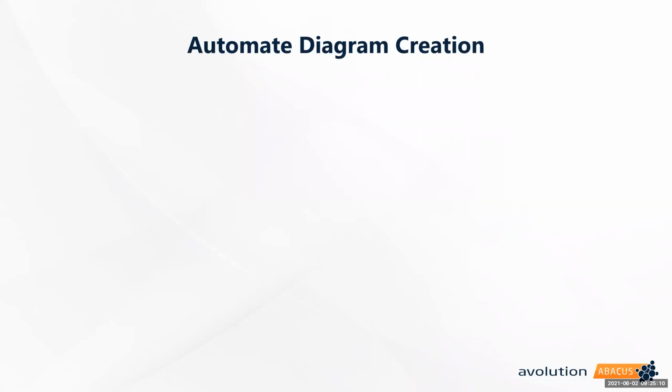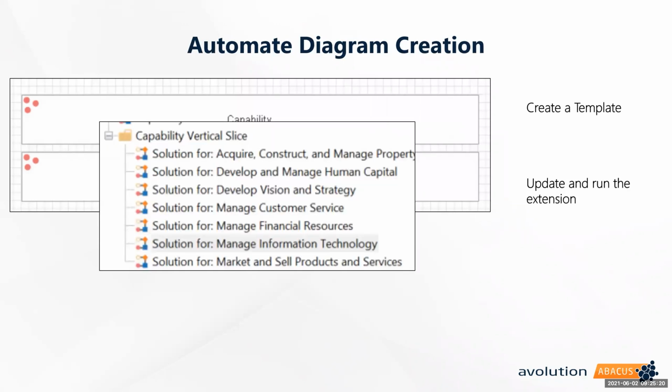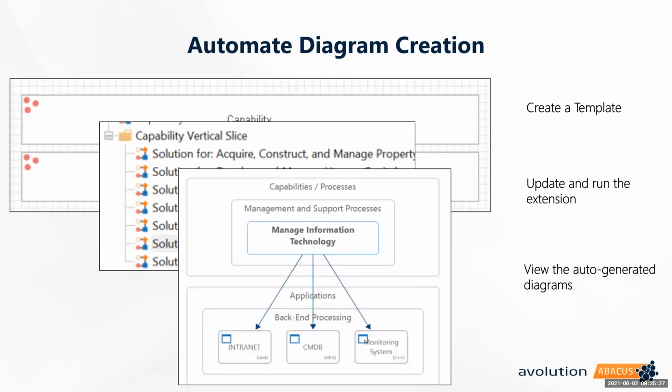We can also automate diagram creation. So in this example, we'd be able to create a simple template. We're looking at capabilities and applications, update an easy to use extension, and run that to create a vertical slice for each capability. So now we have details about each capability easily available. So a stakeholder interested in having that vertical slice information can follow through on that for any of the capabilities available.